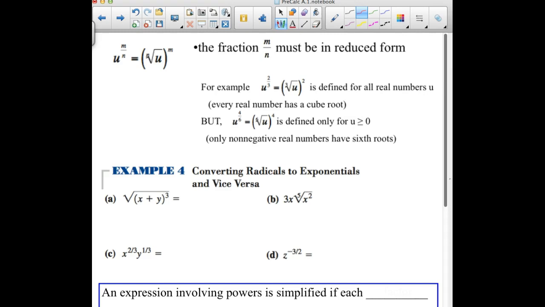All right, couple restrictions though. That fraction exponent must be in reduced form. For example, if I said u to the 2/3, that is the same as saying the cube root of u squared. It's defined for everything. Every real number has a cube root. But if I take u to the 4/6, that is not defined for everything because only non-negative real numbers can have a 6th root taken. So it's important, even though 4/6 and 2/3 represent the same value, that we do look at it in reduced form.